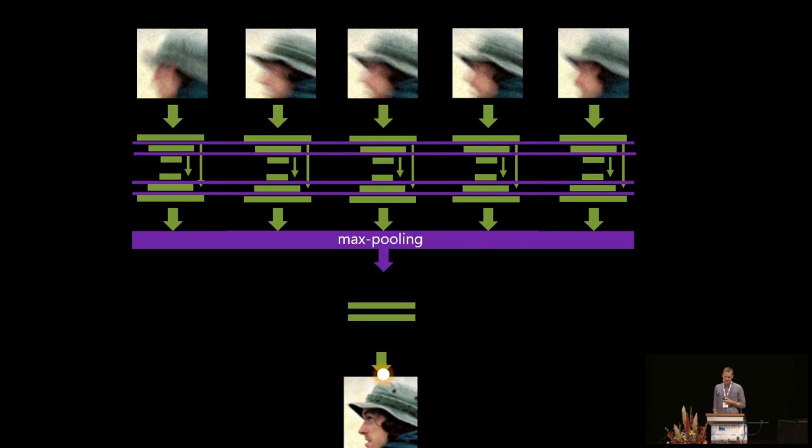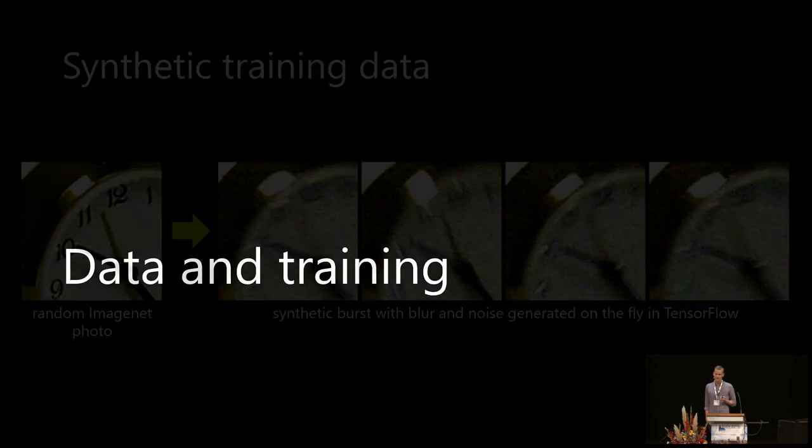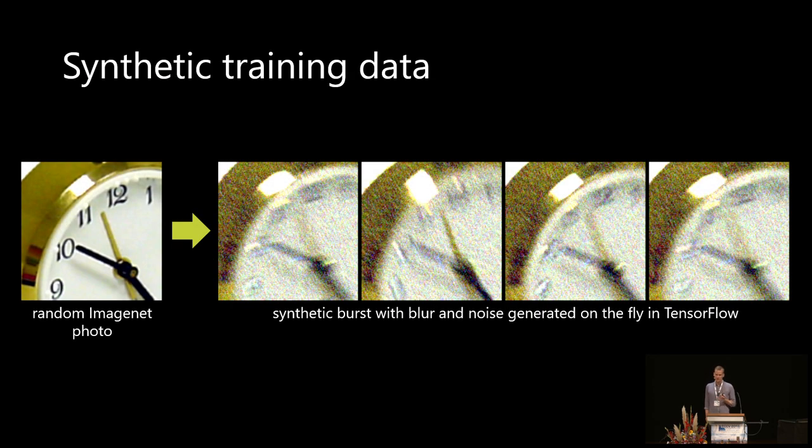You can find the details in the paper about that. So that's it for the architecture. So we train this with synthetic data, which we generate on the fly in TensorFlow from random ImageNet images.